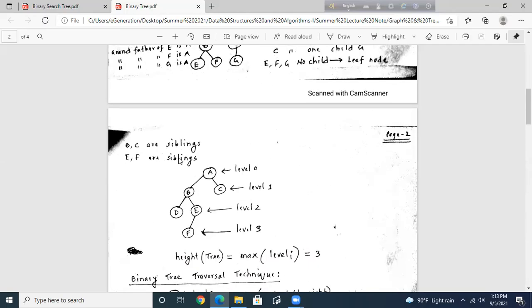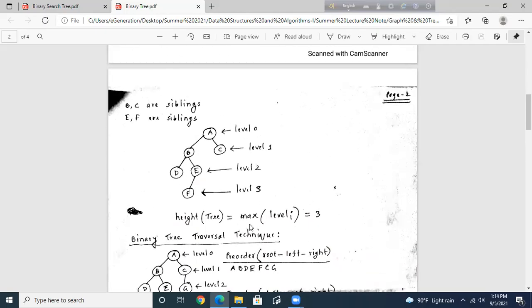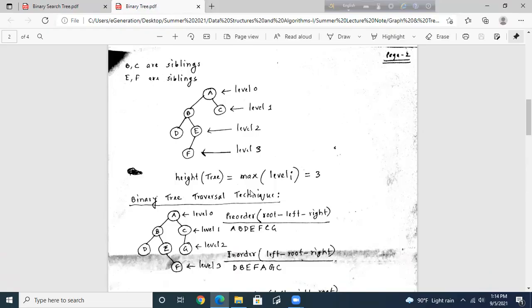So dear student, here I have found two things. One is how to calculate the level of each node, starting from the root. The level of the root is 0, the levels of B and C are 1, the levels of D and E are 2, and the level of F is 3. If you go deeper, the level increases by 1. So height is the maximum of level i. Since our maximum level is 3, our height is 3.